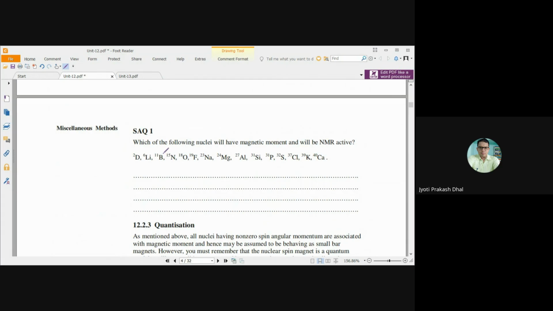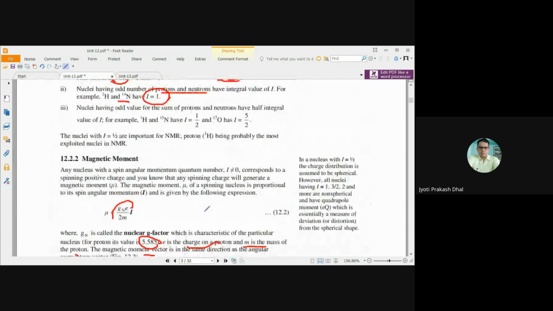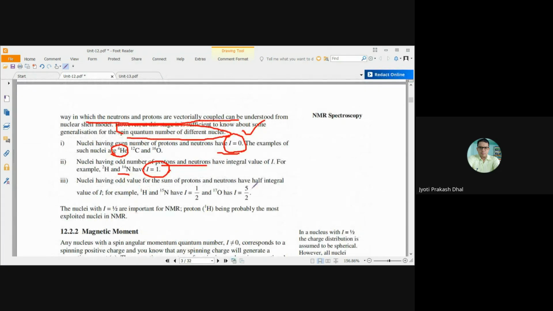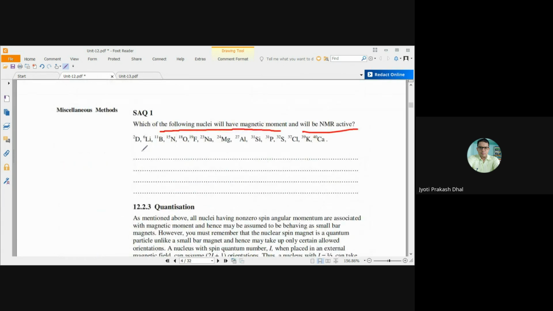Now in the question, which of the following nuclei having magnetic moment will be NMR active? So in order to be NMR active, the I should not equal 0. That means where I equals 0, that is NMR inactive. So according to this, you can find out from this question which is having I equals to 0. If I equals 0, that is NMR inactive, and if I is non-zero, that is NMR active.